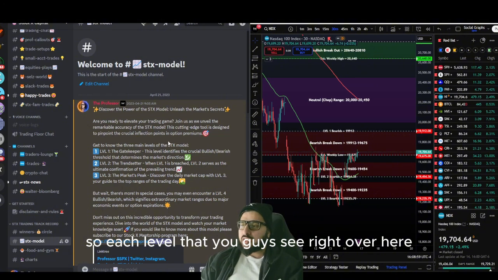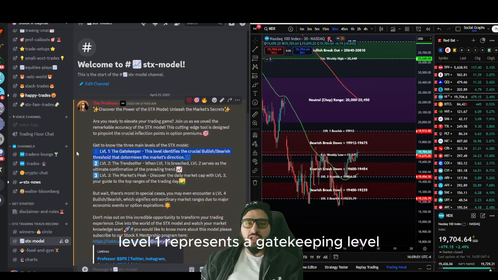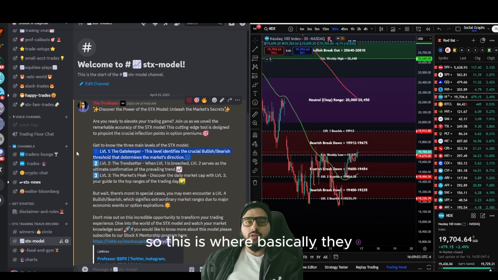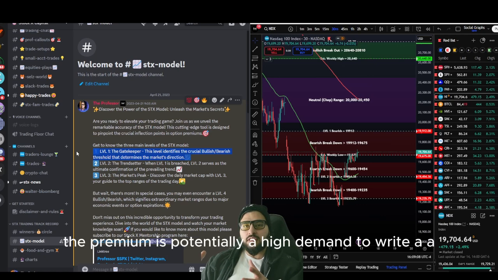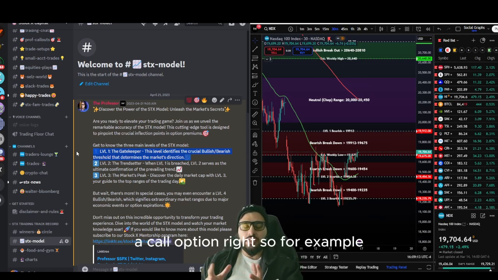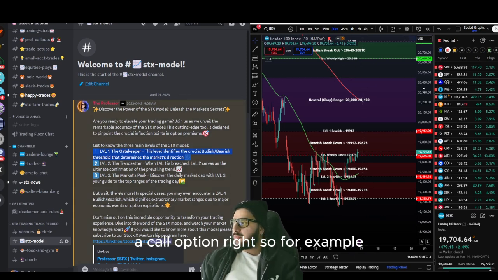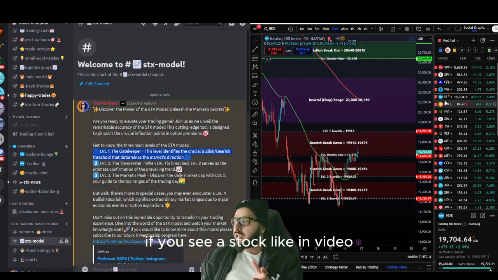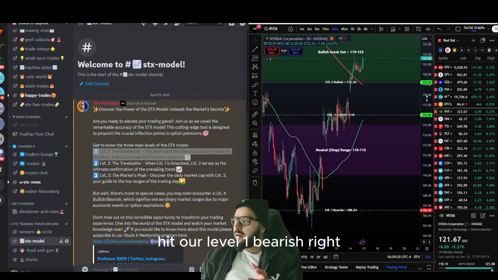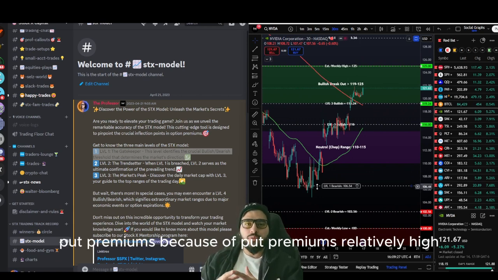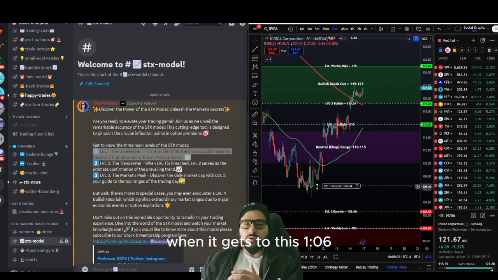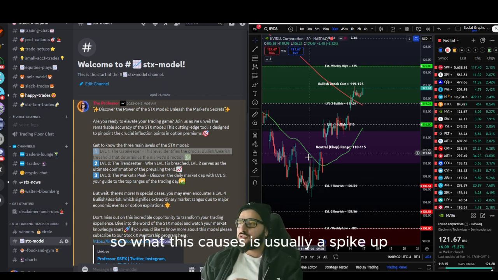So each level that you see right over here, level 1 represents a gatekeeping level. This is where the premium seller sees that there is potentially a high demand to write a call option, right? So for example, if you see a stock like NVDA at the beginning of the week hit our level 1 bearish, this was a strong area to write put premiums, because the put premiums are relatively high when it gets to this 106. So what this usually causes is a spike up.